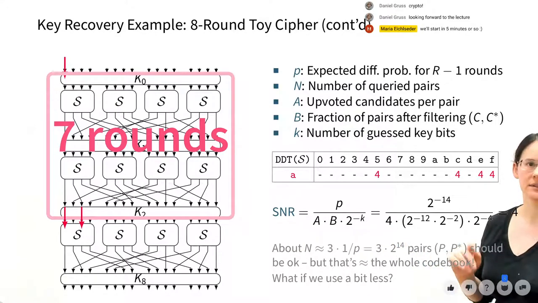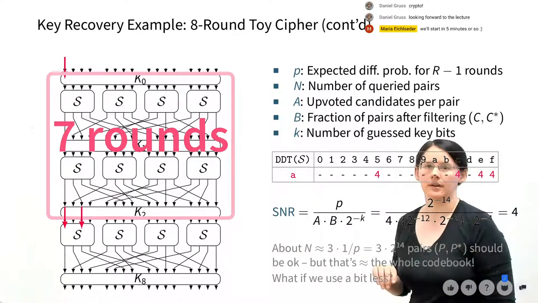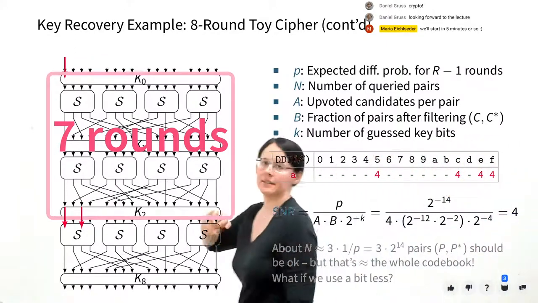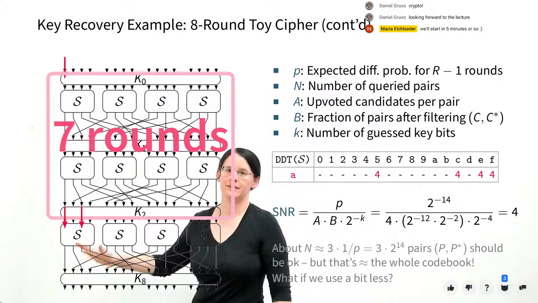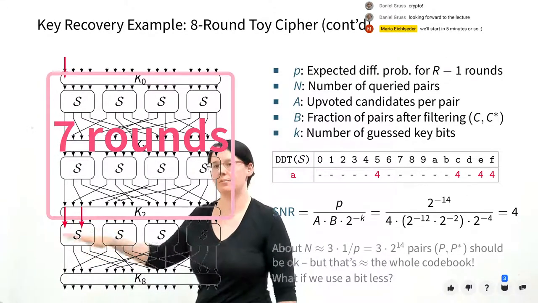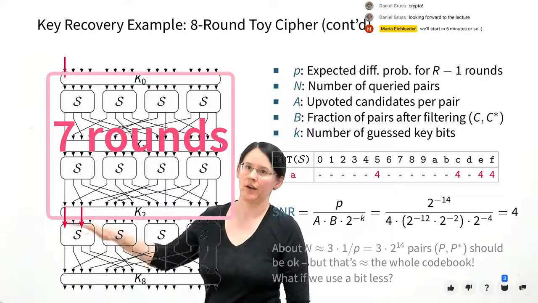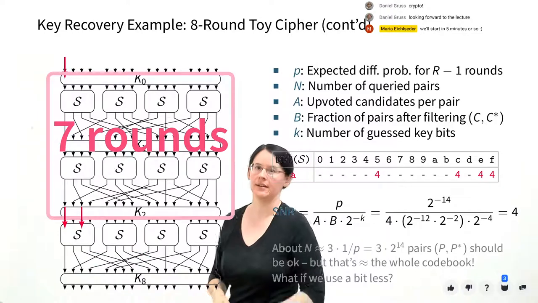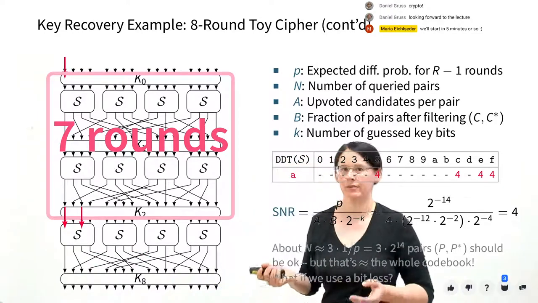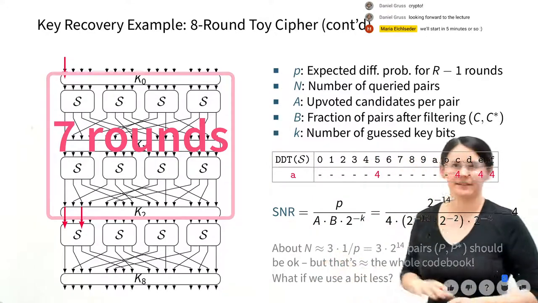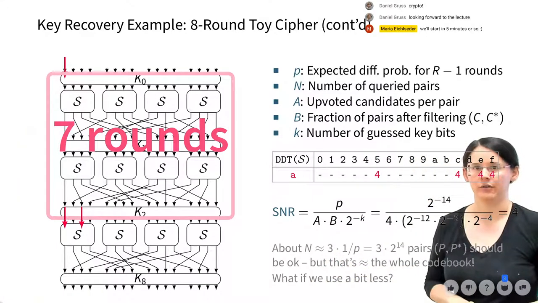So 4 times the 2 to the minus 2 here. Where does this come from? I know that if I have some difference here, and I guess, then because I know the probability of this S box here, 1 out of 4 is going to generate the right value by accident. And so in total, I get a signal-to-noise ratio of 4.